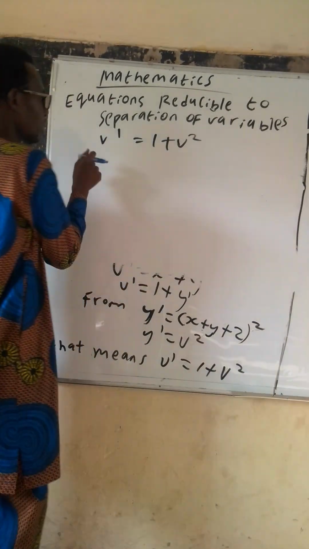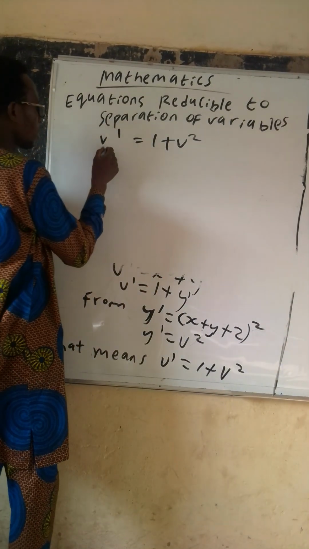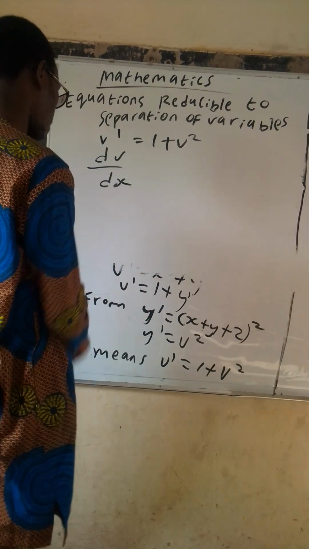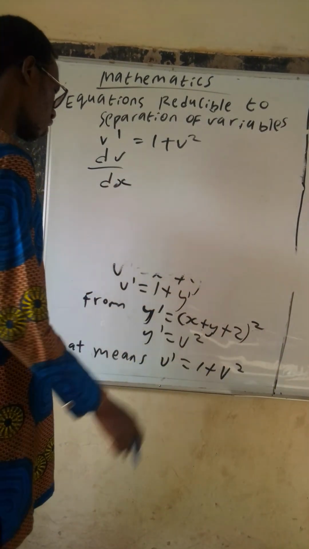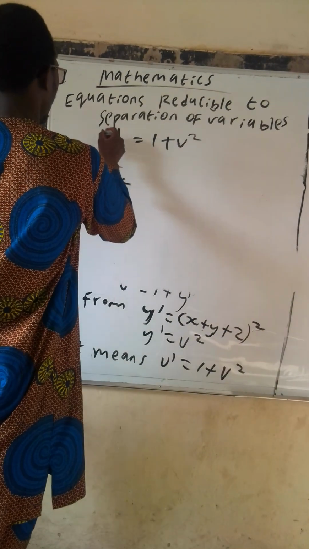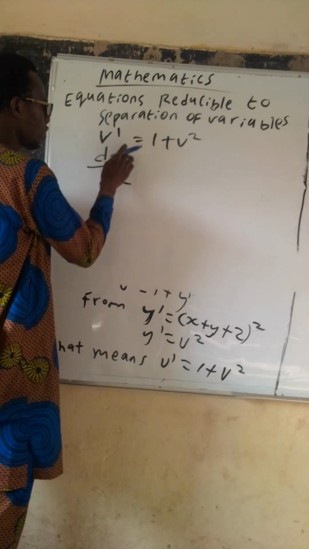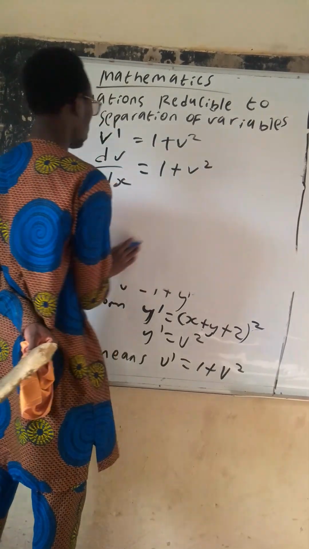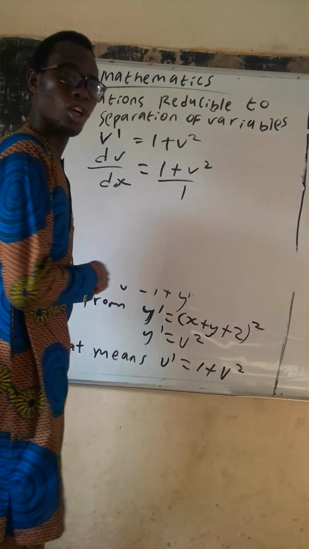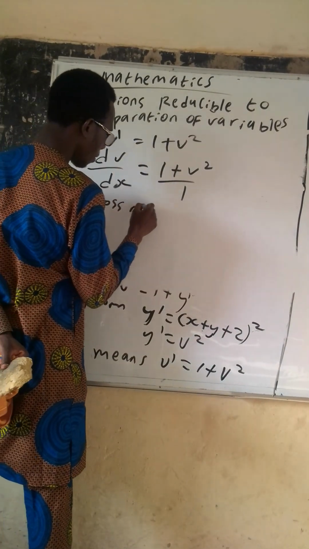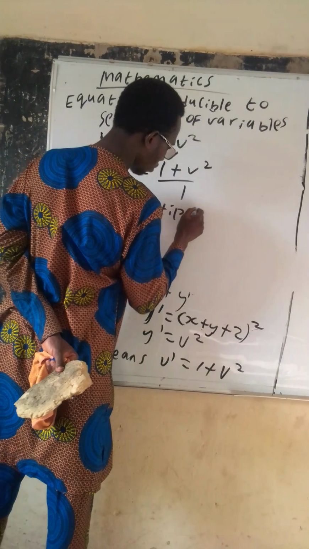So that means the first derivative of v, it means dv/dx, because initially we differentiated v with respect to x. So instead of v prime, we replace it with dv/dx equals 1 plus v squared. Of course, you can balance here to make everything balance, and cross multiplication.